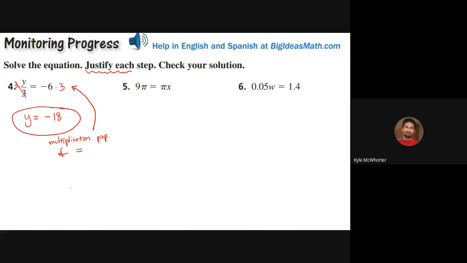Number 5, sometimes when they throw pi at us, it's trying to look like a variable, but it's really not. So we just remember what's happening here for real. Our variable is x. It's getting multiplied by the number pi. So we just need to divide both sides by the number pi. And then the pi's divide each other out on both sides, right? Pi over pi is 1. Pi over pi is 1. So we get 9 equals x.